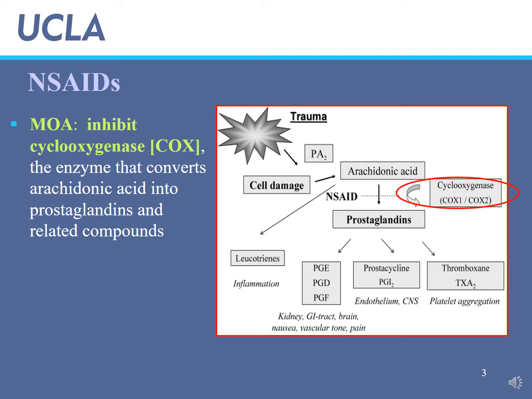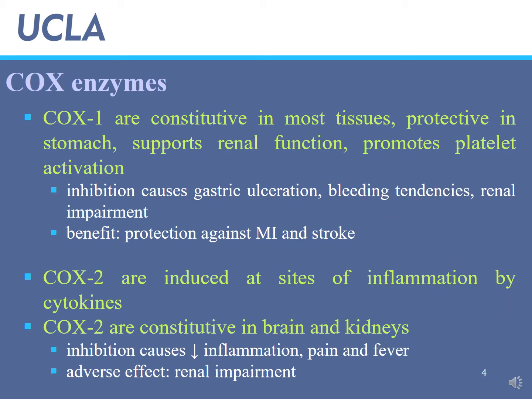You have Cox1 and Cox2, and they are involved in the synthesis of prostaglandin, and some prostaglandin has an inflammatory effect, and some others just work in the function of certain organs. And so the NSAID will inhibit this cyclooxygenase, the enzyme that converts arachidonic acid into prostaglandin and related compounds. So there are two different COX enzymes, two families.